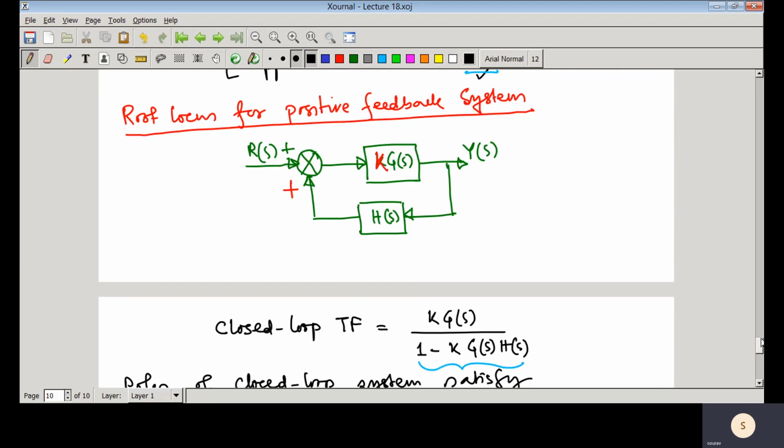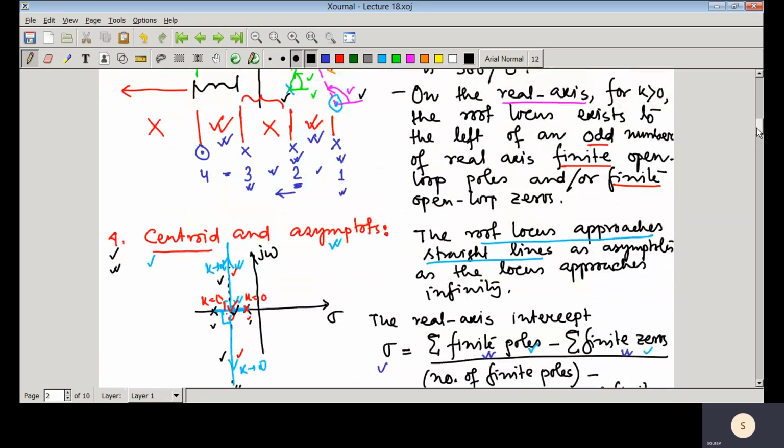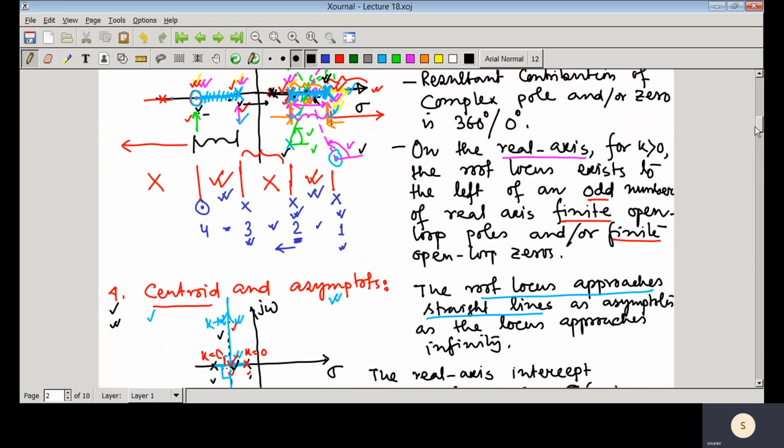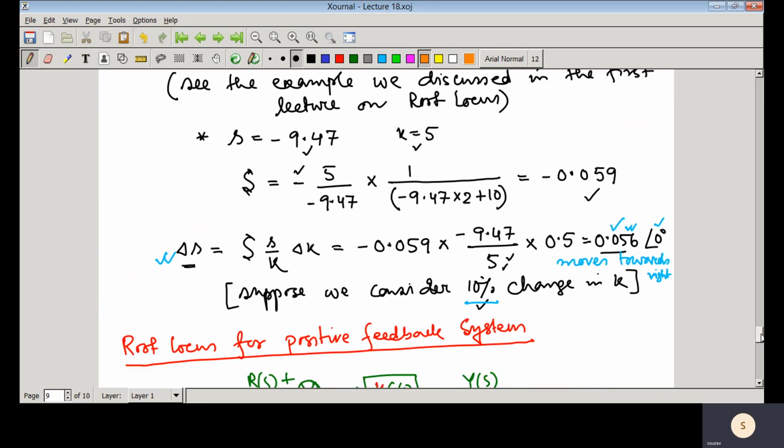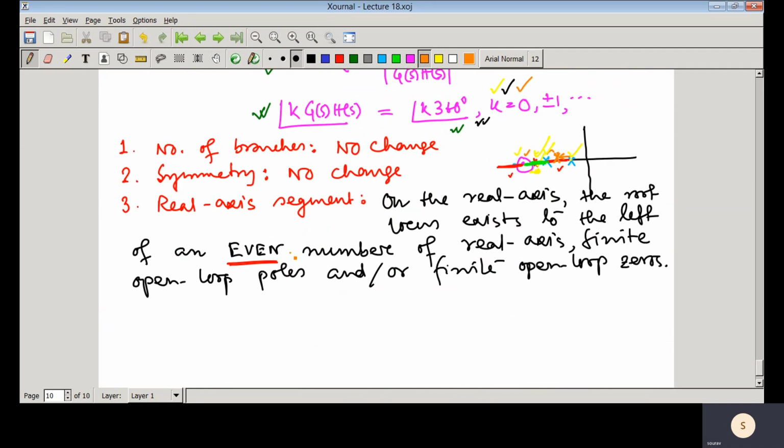If you see the difference with negative feedback, the real axis segment count was odd in case of negative feedback, but in case of positive feedback the count would be an even number. You can see here it is even. This difference appears because of this angle condition. So we have seen here that in rule 3 there is a difference whenever we consider positive feedback. And what would be the starting and ending?